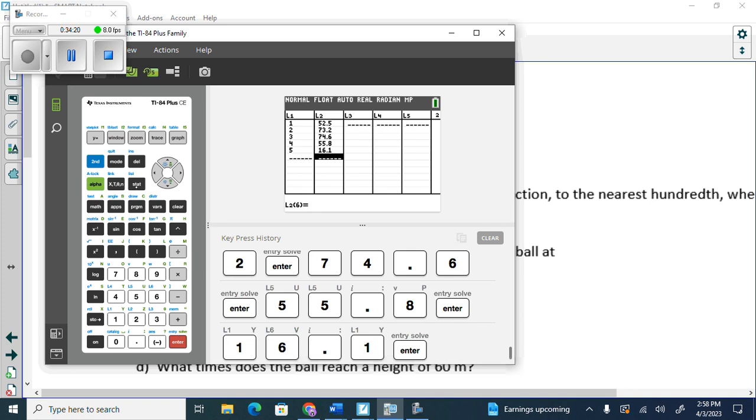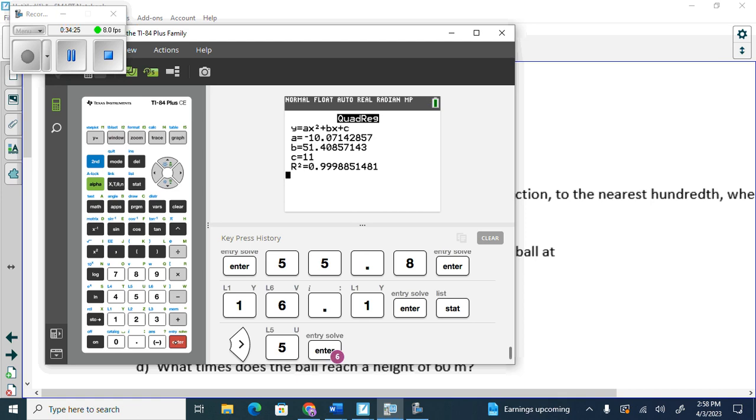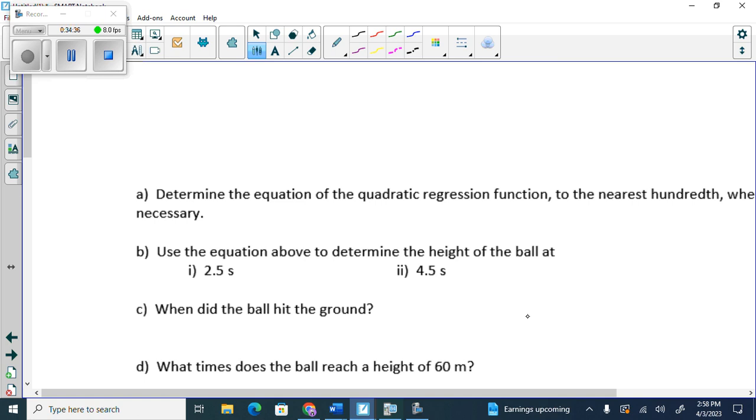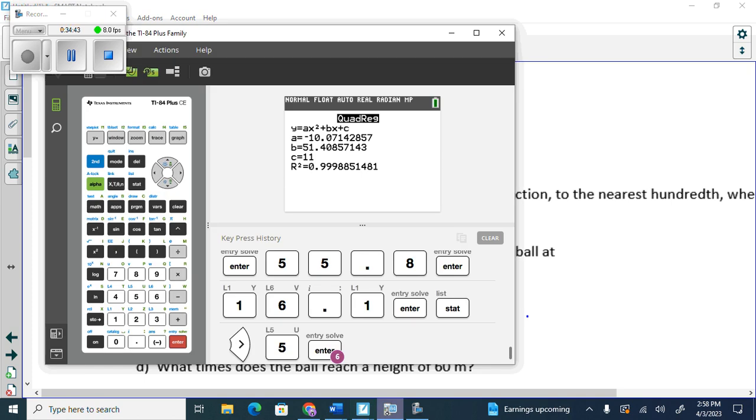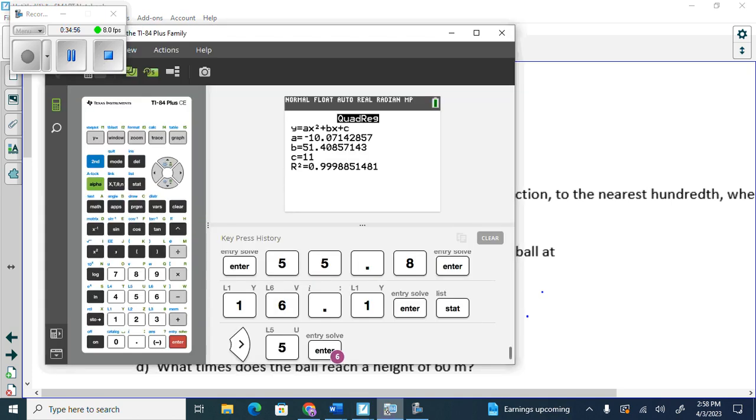Okay, so then we'd have to go stat, calc, and it tells us a quadratic regression. So we go to 5, we hit enter. Now it sets the nearest hundredth where necessary. So this negative 10 is going to go in for A, 51 point whatever is going to go in for B, and 11 is going to go in for C. So we're going to get y equals negative 10.07 x squared. And then nearest hundredth is 2 decimal places, so it's 51.41, and then x. And then plus 11.